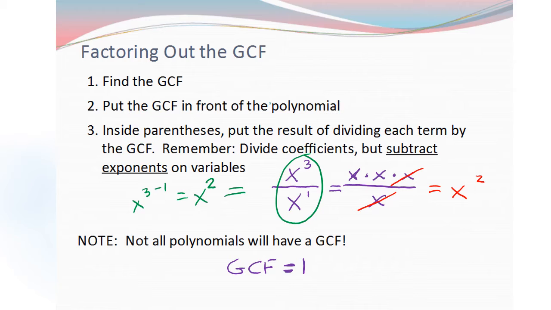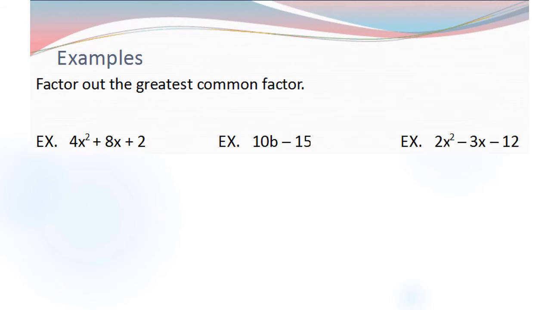Okay, so let's look at some examples of factoring out the GCF from a few different polynomials. So we're going to factor out the greatest common factor. Our first example, on page 7, is 4x squared plus 8x plus 2. We first look at those numbers out in front, the 4 and the 8 and the 2, and we can factor out a 2.